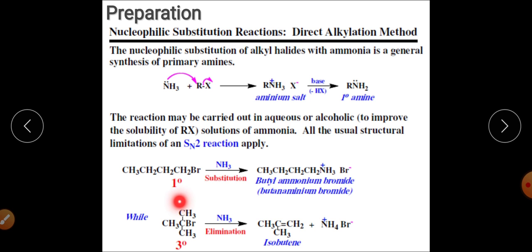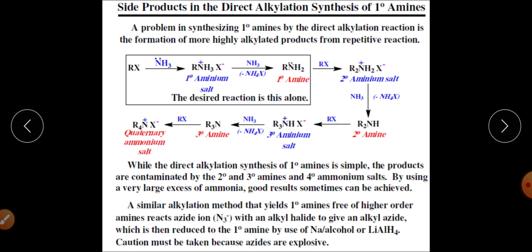That was the case of a primary alkyl halide, and this is the case of a tertiary alkyl halide. This is tertiary butyl bromide. When this is allowed to react with ammonia, the main product of this reaction is isobutene, right? So an alkene is synthesized instead of a primary amine. So the major product will depend upon the type of alkyl halide you have taken, the concentration of alkyl halide and the concentration of the ammonia.